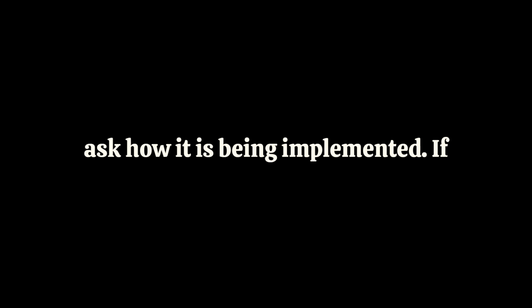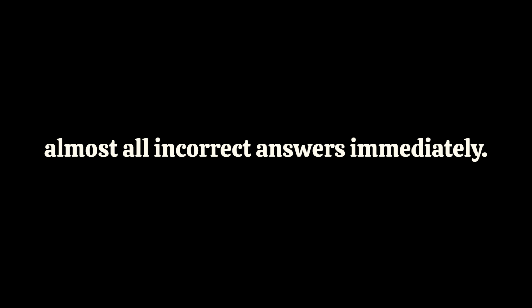The most important takeaway is to break the question into two parts. First, ask what the control is doing. Second, ask how it is being implemented. If you can identify both, you will eliminate almost all incorrect answers immediately. If you can recognize those patterns and avoid confusing prevention with detection or administrative with directive, you'll be able to move through these questions quickly and confidently on the exam.